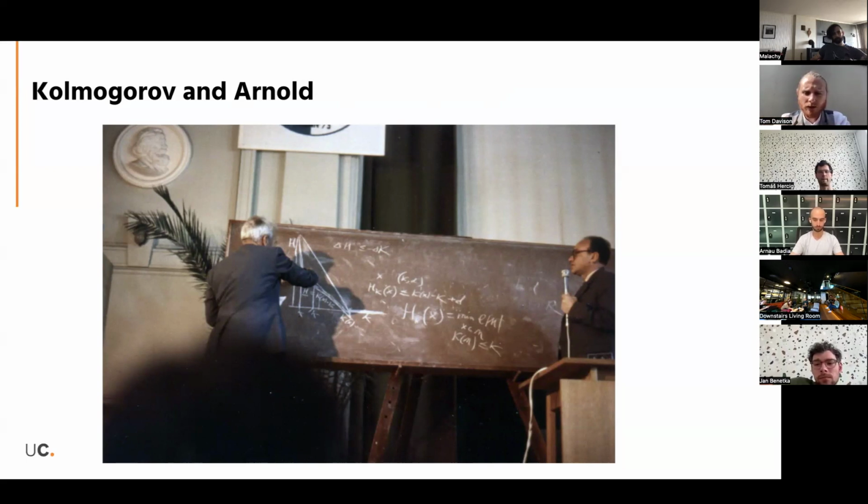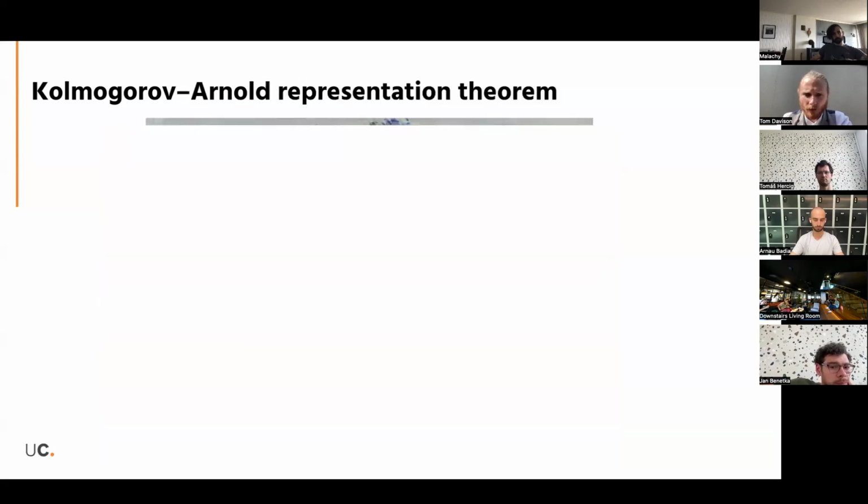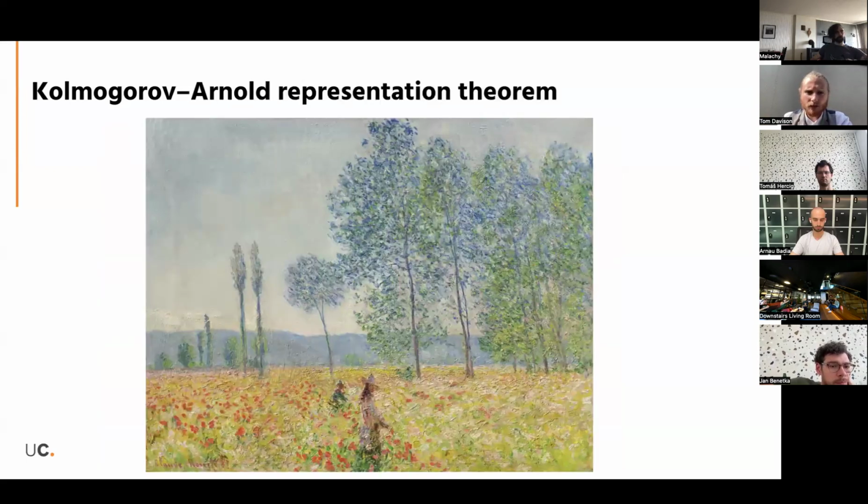And Kolmogorov and Arnold were able to solve the 13th problem, which started to identify how you can simplify mathematical functions. So let's take the Kolmogorov-Arnold representation theorem and apply the idea to something like a painting. So this is a Monet painting, and what you can see is it's pretty complex. So if I was to try and give you instructions to tell you how to make this painting, I'd have to give you quite detailed and thorough instructions.